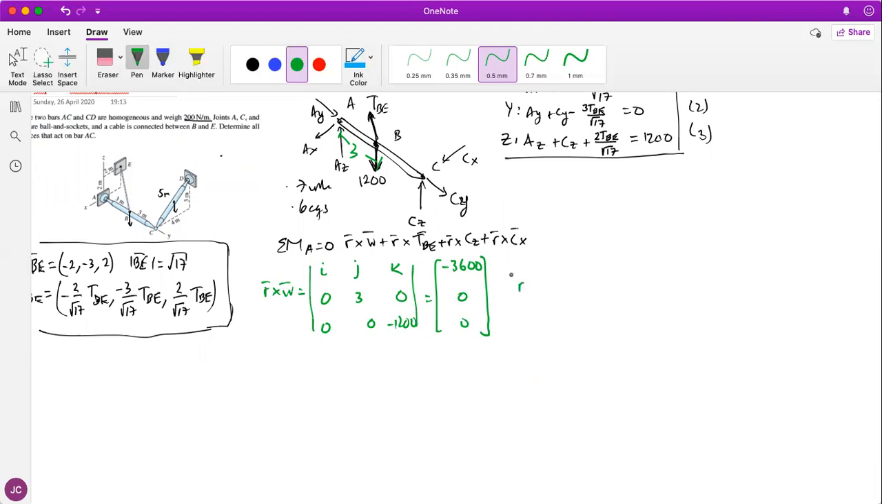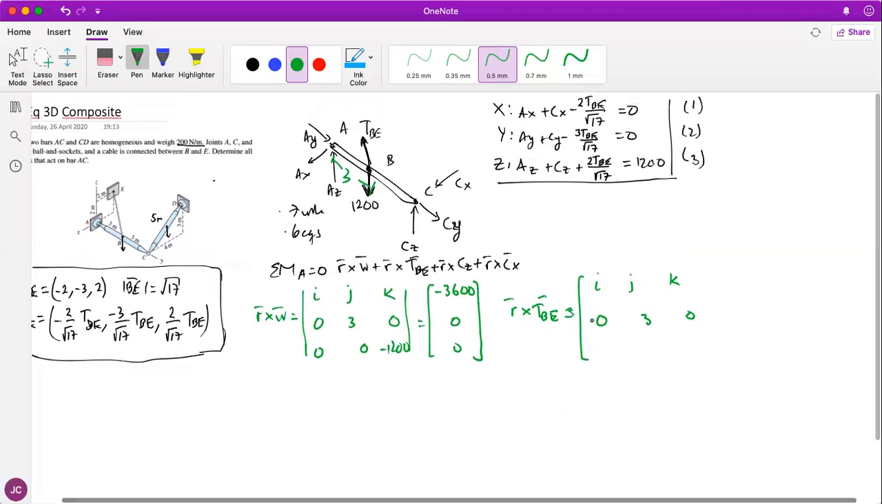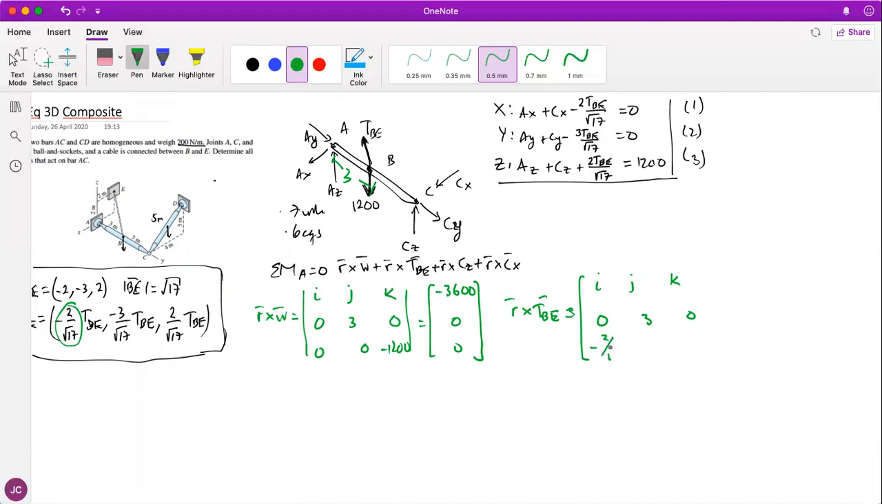Let me go with another one, R cross TBE. For R cross TBE, I will put I and J and K. I need more room, but you get the point. 0, 3, 0, and then I'm going to use just the components, the ones that I'm going to put over there. So -2 square root of 17, then -3 square root of 17, and then 2 square root of 17. Hey, what happened to the magnitude?